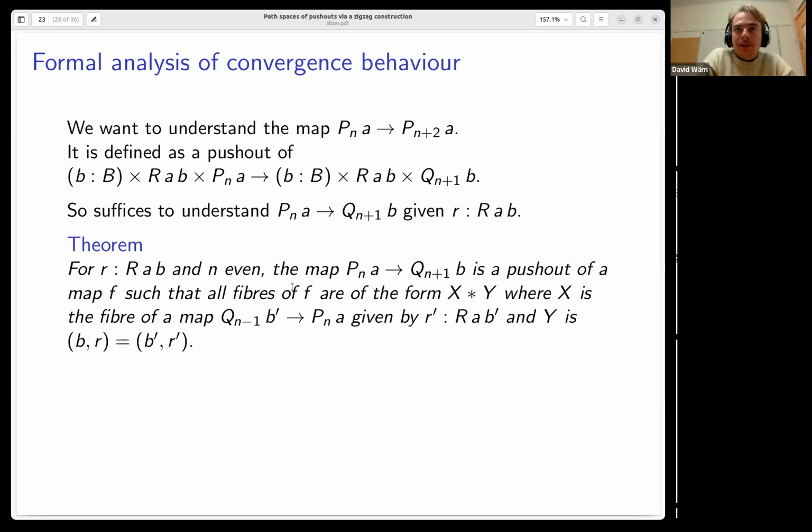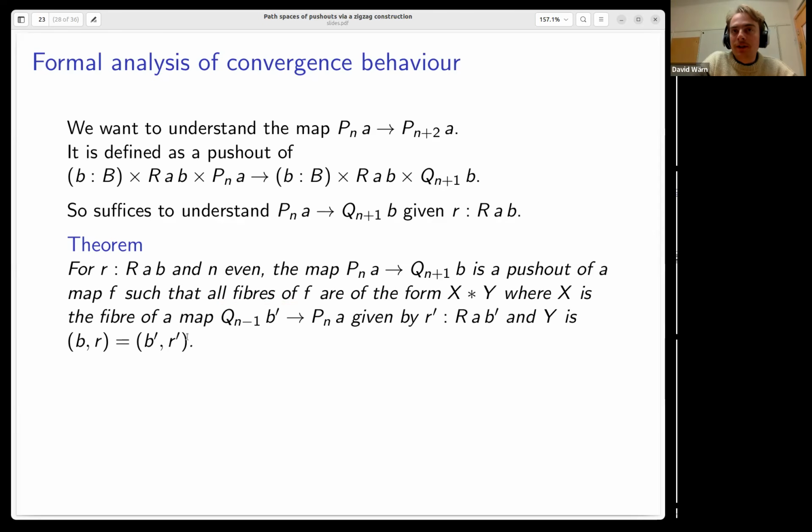And then there is this precise theorem, which is a bit hard to parse maybe. It says that this map, Pn to Qn plus 1, is the pushout of another map, F, where the fibers of F are joins. Each fiber of F is the join of a type X and a type Y, where X is the fiber of this map Qn minus 1 to Pn. That's the same kind of map, but swapping the roles of A and B and going to the previous stage. So that's X, and then Y is some identity type.